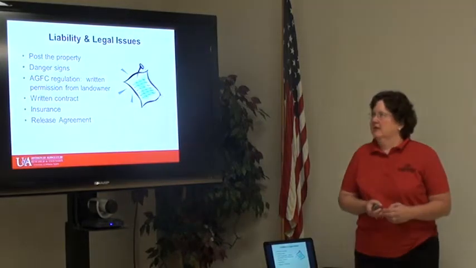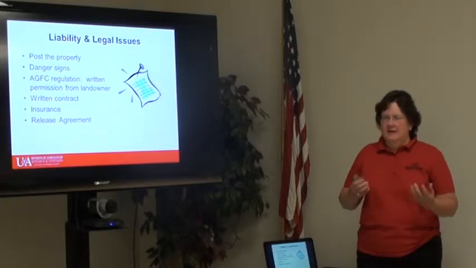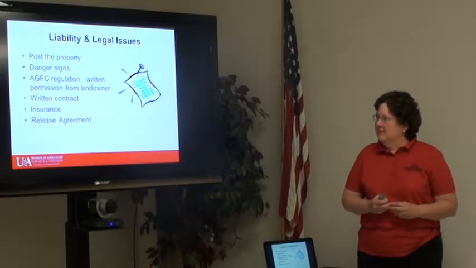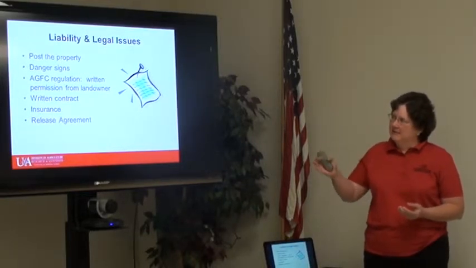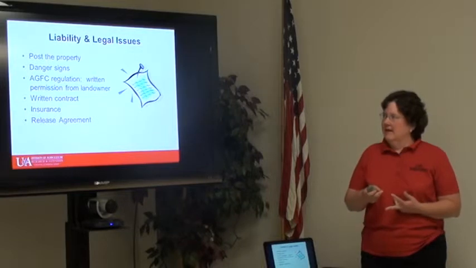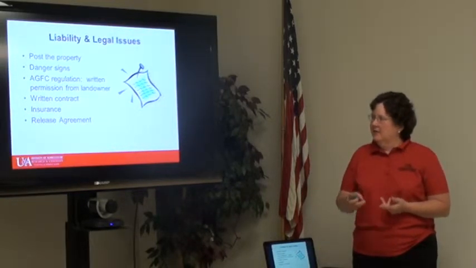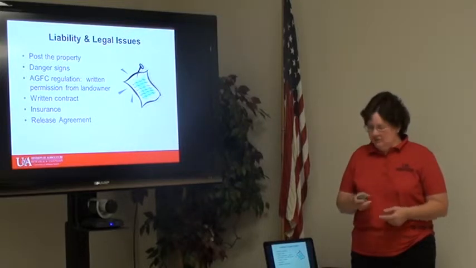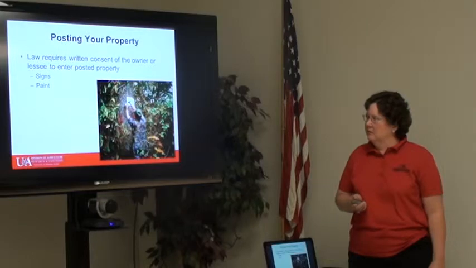In terms of the legal and liability issues, which is what we're here today really to focus on, like Carol said, we have some people here, Rusty and Elizabeth, who are going to get in more detail about these things, but just to look at it from a hunting perspective, there's several things to think about. Posting your property, danger signs. There's a game and fish regulation about hunting that you have to have written permission from the landowner before you can hunt on that property, your written contract, your insurance, which we've already talked about, and your release agreement or indemnity.